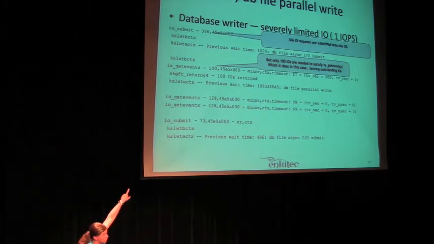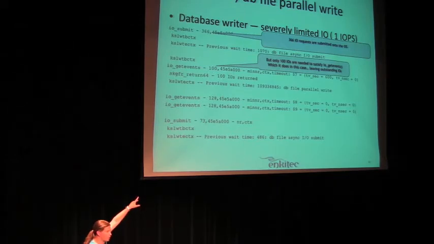So it says I'll wait for 1, and guess what? Because the database writer is severely throttled in doing I/Os, it also waited for just 100 I/Os to finish. So now I've got a situation that I'm past my wait event. I have 366 I/Os submitted. I waited for 100, so 266 are still in flight.